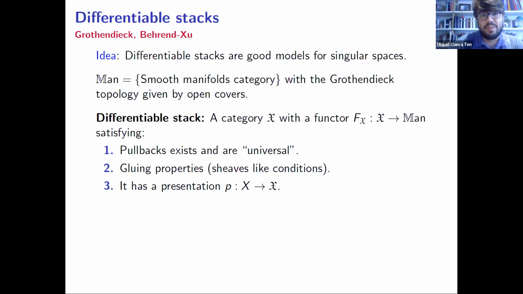So the formal expression of a differentiable stack is that you can consider the category of smooth manifolds endowed with the Grothendieck topology given by open covers. And then a differentiable stack is a category with a functor to the category of smooth manifolds satisfying these three properties that are not defined here, but more or less, in order to have an idea, this category is good because pullbacks exist and are somehow universal. Then we have some kind of gluing properties, and here is where the Grothendieck topology of open covers enters. And these gluing properties can be seen as sheaf-like gluing conditions.